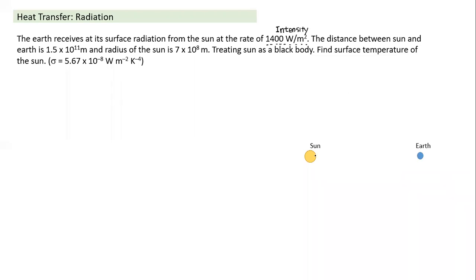So this is the energy. This is another way of saying this is the intensity of radiation from the sun at a distance r equal to the distance between sun and earth. What is this intensity here? The distance between sun and earth is given, and the radius of sun is given here. What are the things given here? The distance between sun and earth is given, and the radius of sun is given. Let me call this radius of sun r.